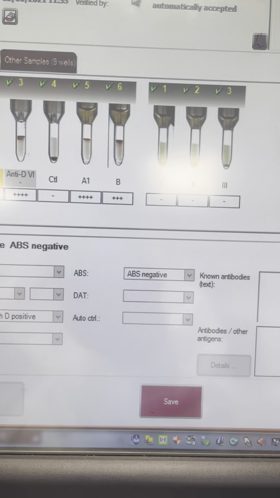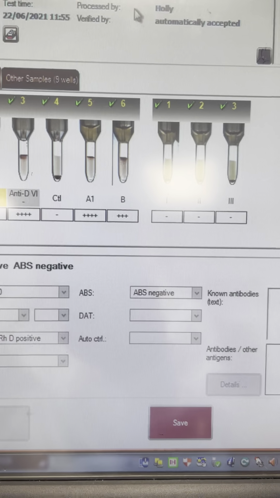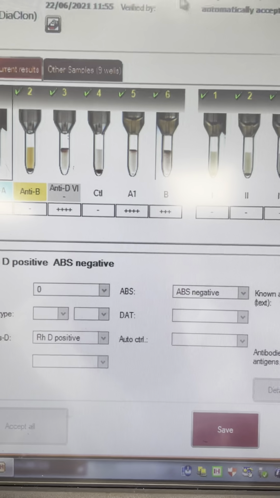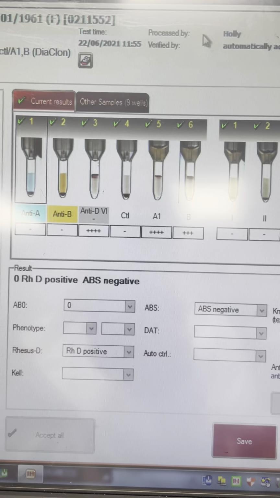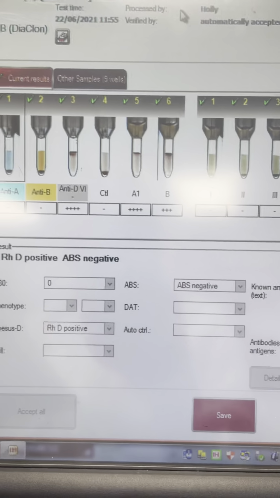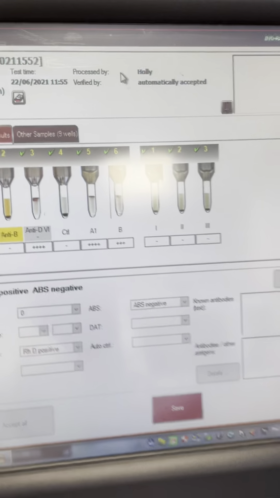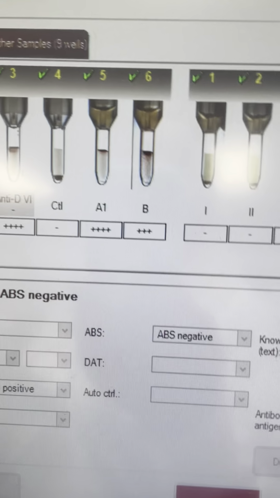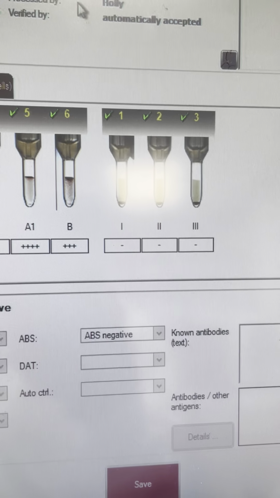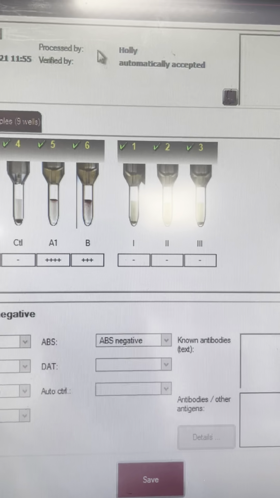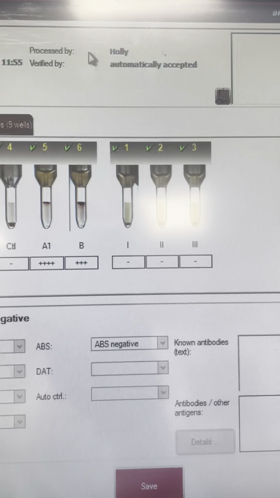and then a sample would be referred to the NHSBT in Barnsley. This would then confirm which antibody had been detected. And along with this, they would also issue an antibody card for the patient.